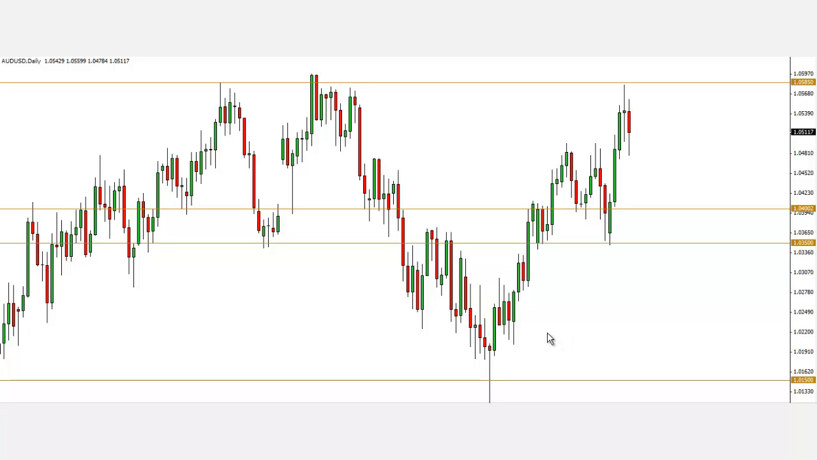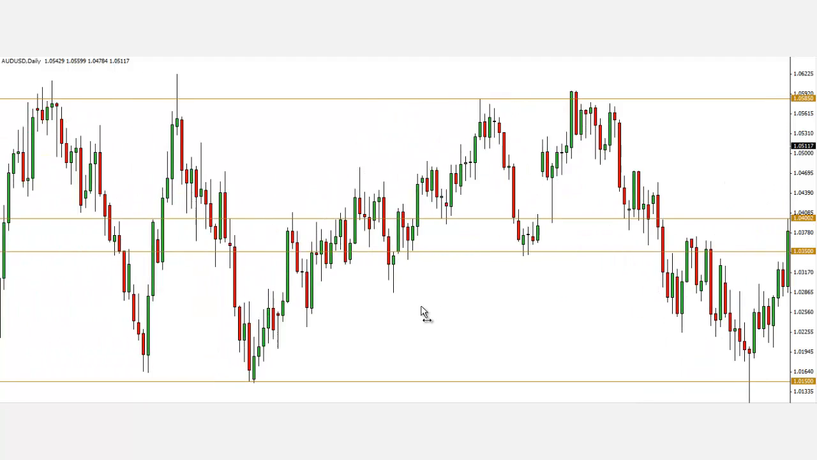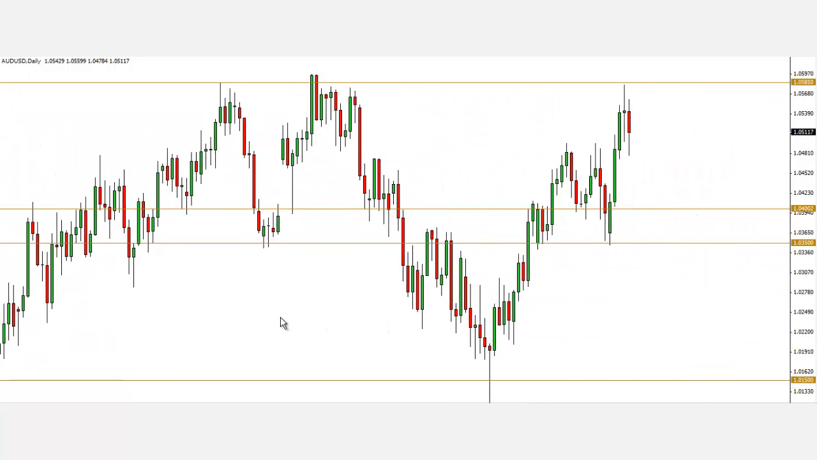So it's not foolproof. This setup will fail from time to time, but the risk reward is definitely favorable. So as long as you contain your losses and let your winners ride, you should come out ahead of the game. Alright, so that's about it, and those are the 2 candlestick patterns I would like to share with you today.